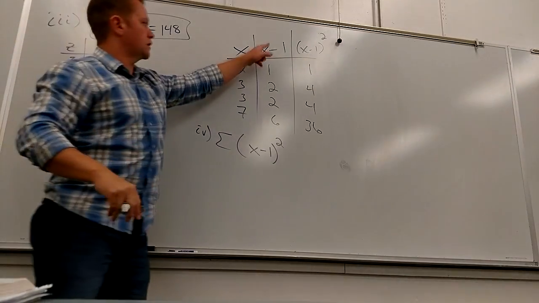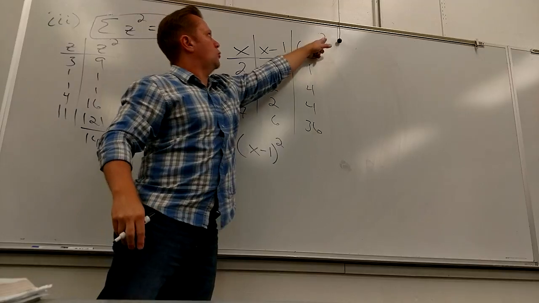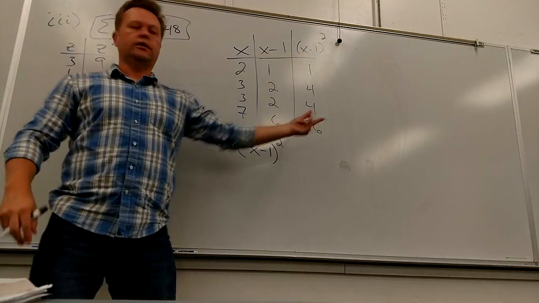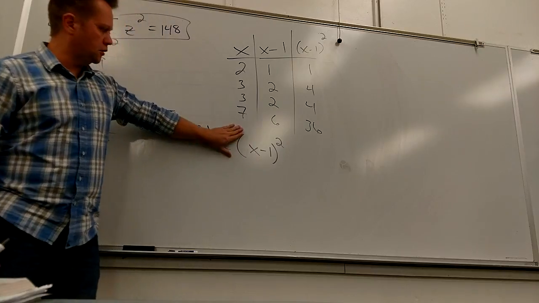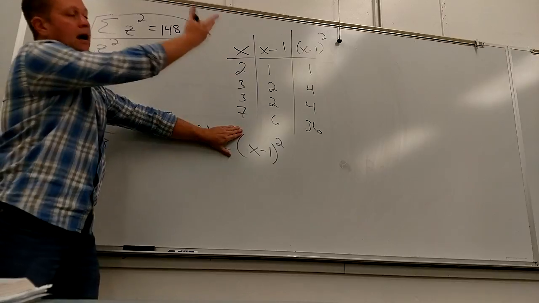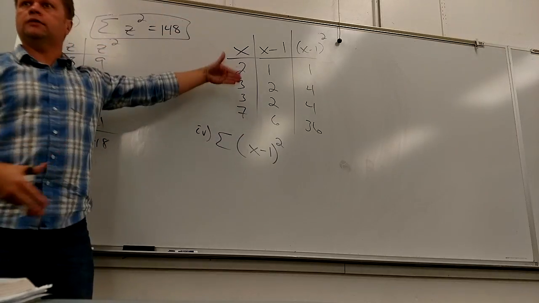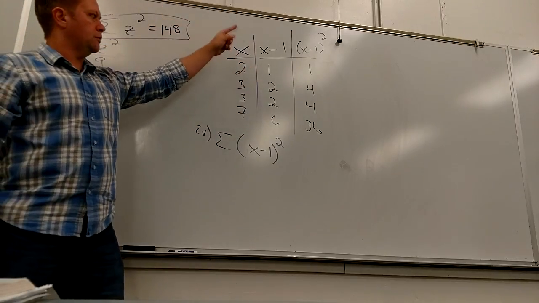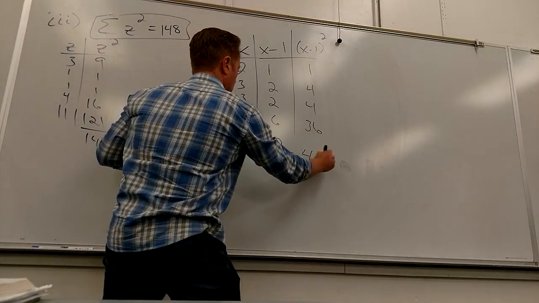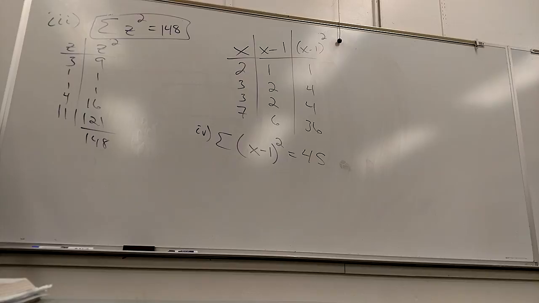So this column is x minus 1, and this column says square these. Well, these are right here. So I just square them. And now it's easy to do it this once. It says those, add them up. Why can I do it now? Because now I got those. I can see them. I can add them up now. So what do you get when you add them up? 45. Okay, I like it. I like it a lot.